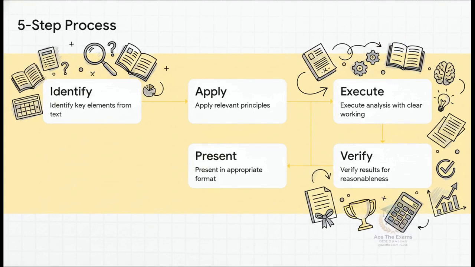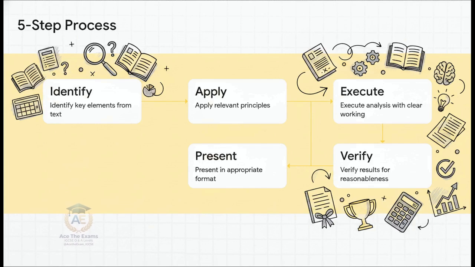Step 1. Identify key elements from the massive wall of text they give you. Step 2. Apply the relevant accounting principles, like accruals or prudence. Step 3. Execute your analysis with crystal clear working. I literally made Alex and Sam rewrite their flawed, messy calculations out loud. We transitioned their messy scratchpad into a perfectly annotated working section, referencing every single adjustment.